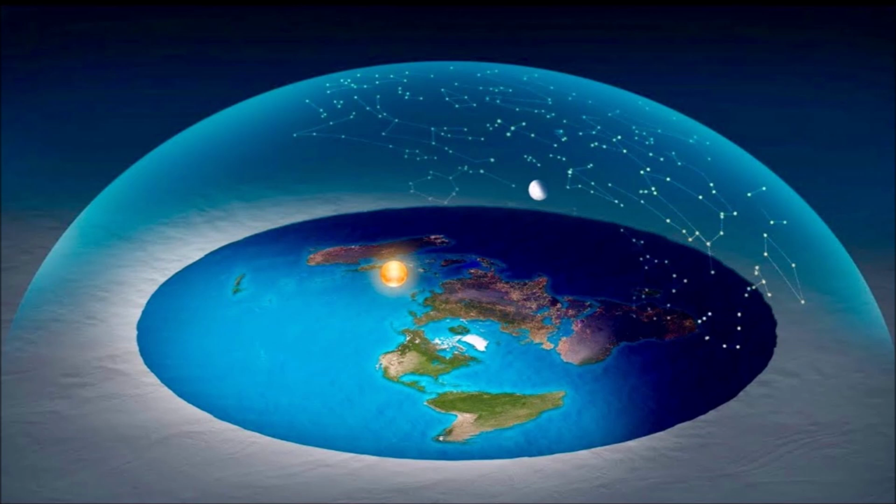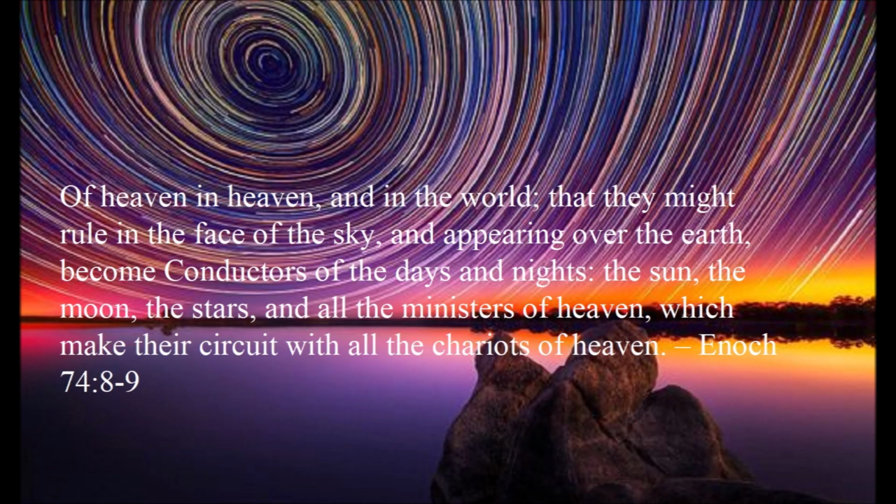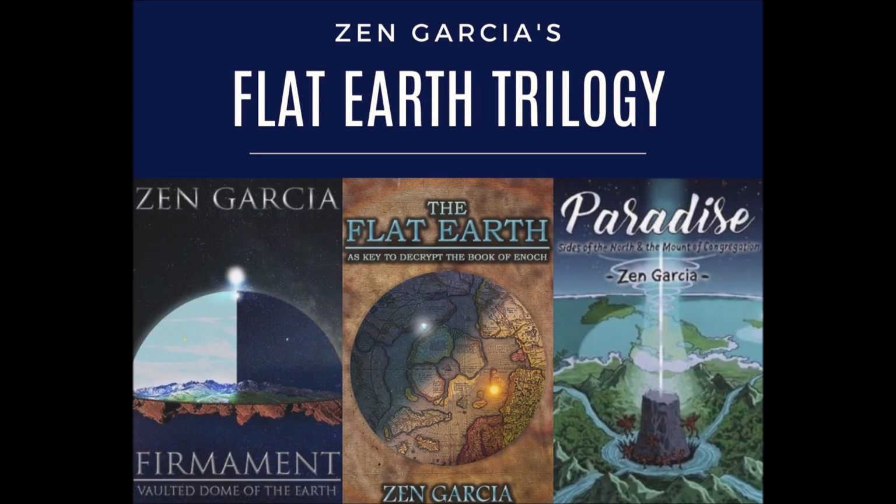Of heaven, and in the world, that they might rule in the face of the sky, and appearing over the earth become conductors of the days and nights, the sun, the moon, the stars, and all the ministers of heaven, which make their circuit with all the chariots of heaven, said Enoch in chapter 74, verses 8 and 9. As I have shown in my trilogy on this topic, there is not one passage in either the Bible or the Book of Enoch which attributes motion to the earth, and yet there are many passages which declare otherwise.